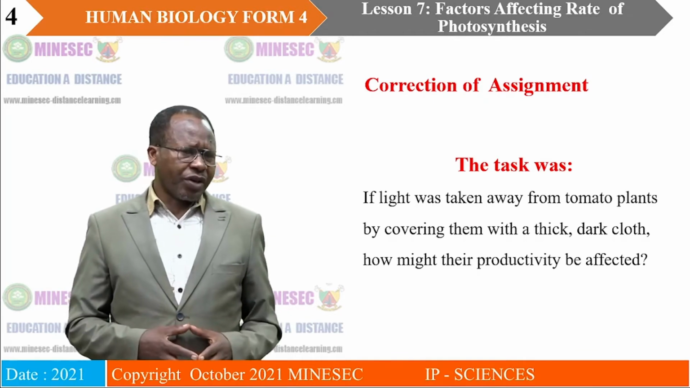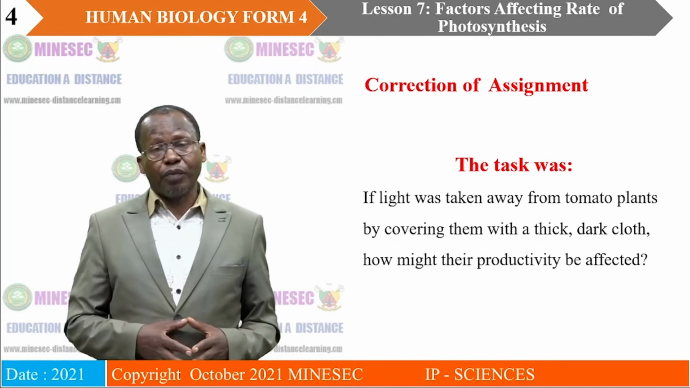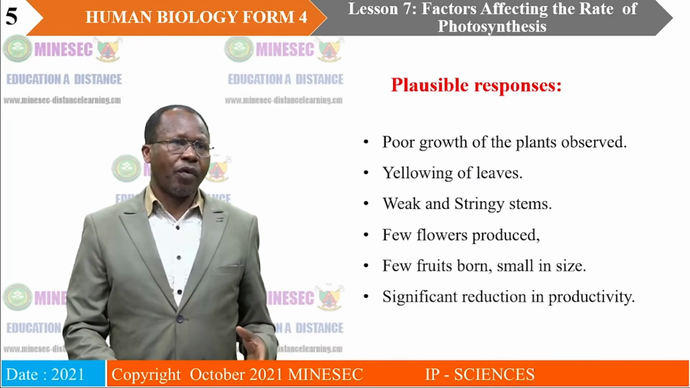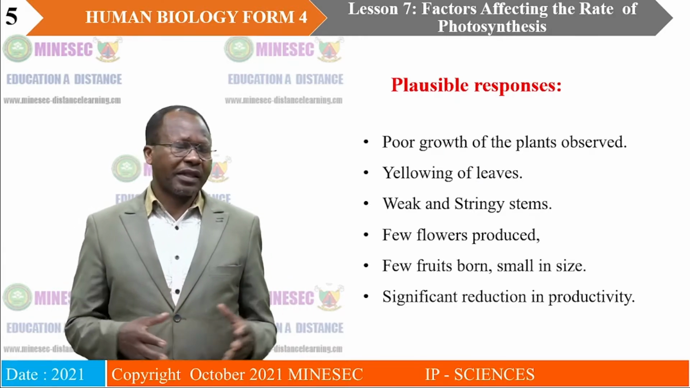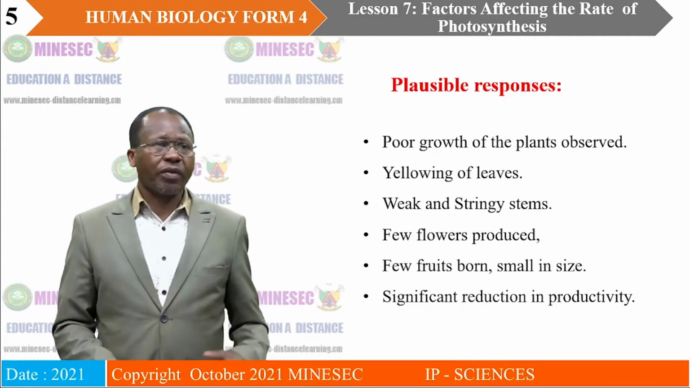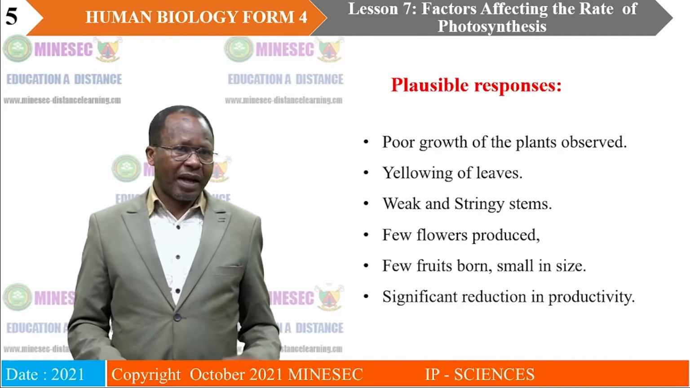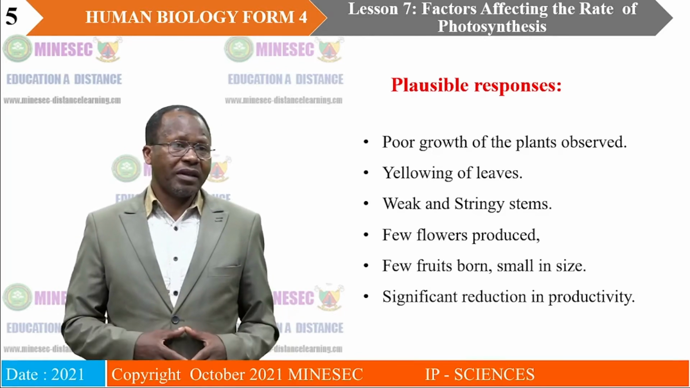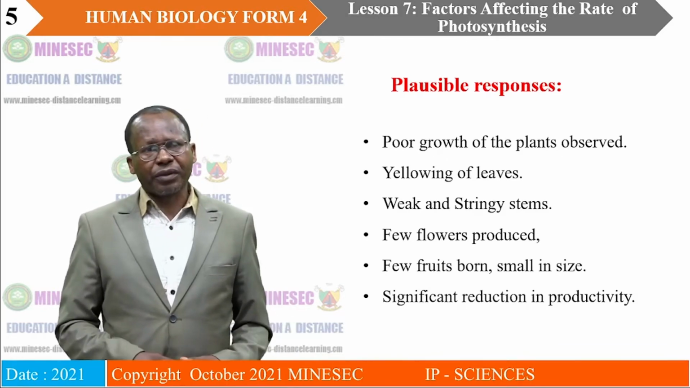In your reflections on this task, you certainly had some points which you brought up, which may be similar or the same with the ones that we have. But here are some of the plausible responses that could happen if tomatoes are covered with a dark cloth. There will be poor growth of the plants, which will be observed, and if there's poor growth, then what about the yield? Certainly poor. The leaves will become yellowish.